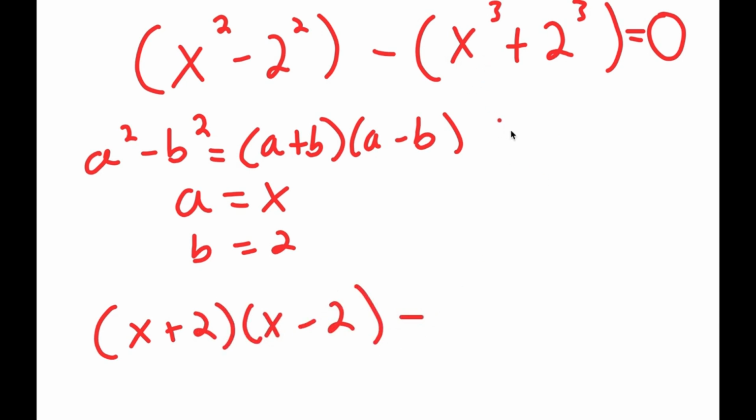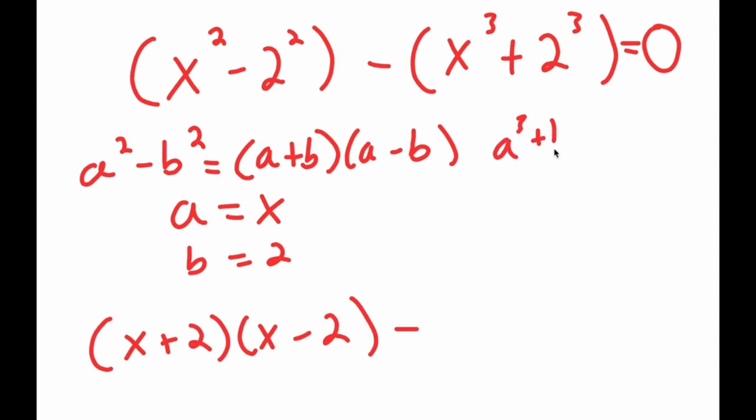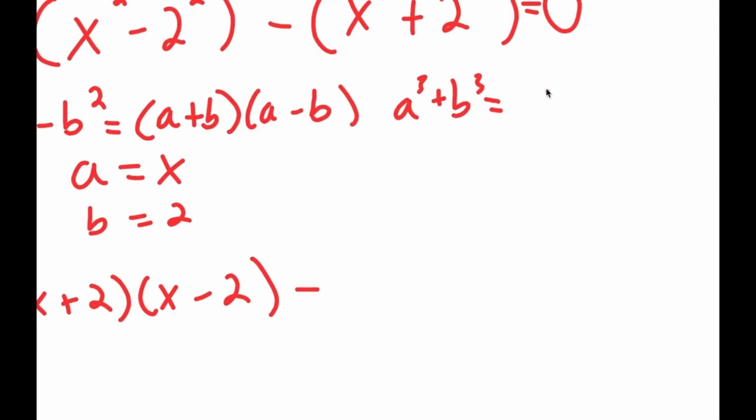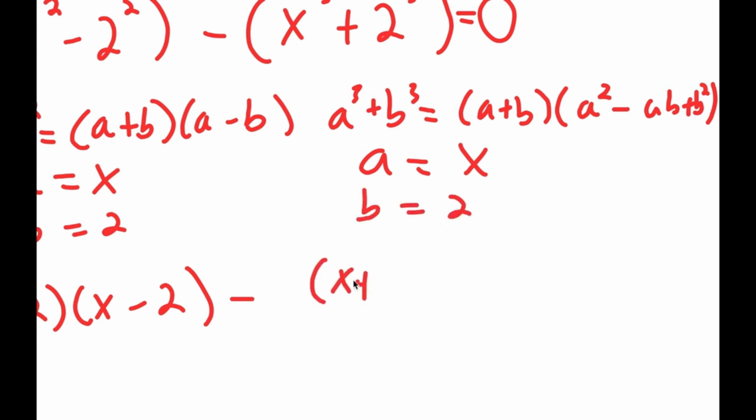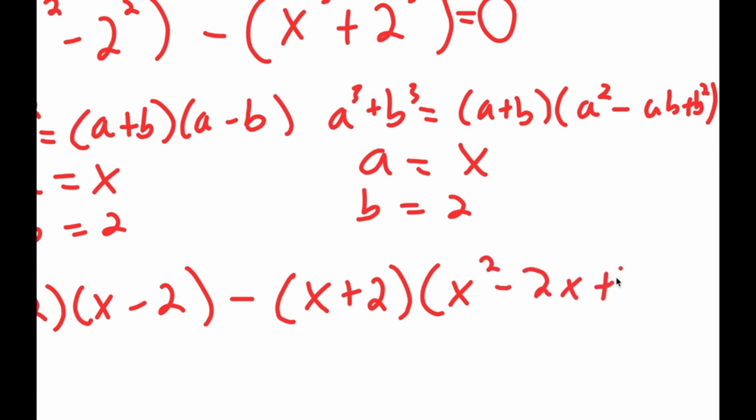Now I have this minus, well, if I have something in the form a to the power of 3 plus b to the power of 3, this is equal to a plus b times a squared minus ab plus b squared. So in this case, I get a is equal to x and b is equal to 2, so I get x plus 2 times x squared minus 2x plus 4. And this is equal to 0.